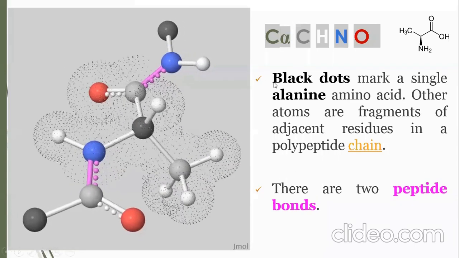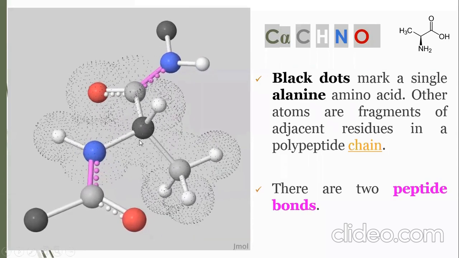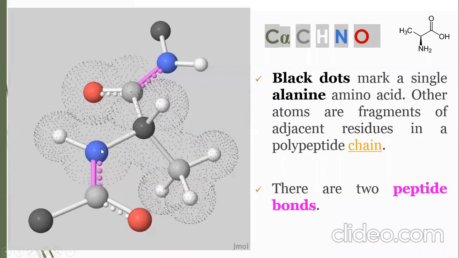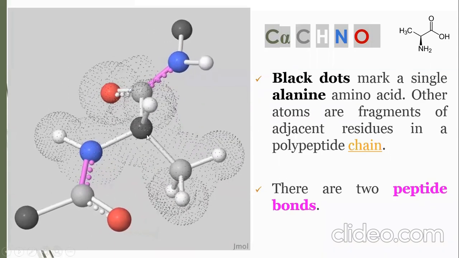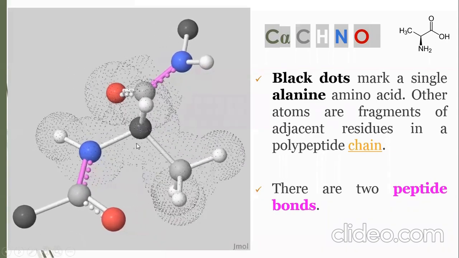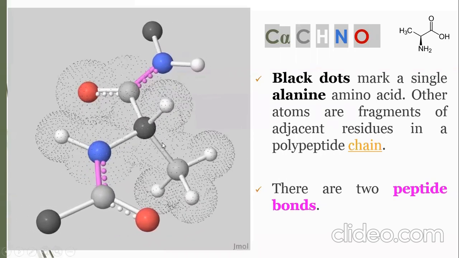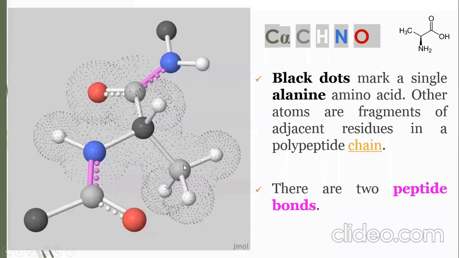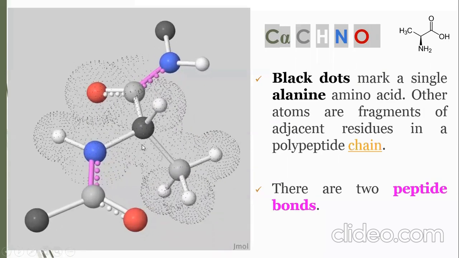Yes, sir. So now, how to determine the angles, like the angle between carbon and nitrogen, and between carbon and carbon? That is the Psi bond, and this one is the Phi bond. So how to determine the angles now, and why do we need to determine them? Because we need to determine the structure, whether it will be making beta sheets or alpha helices. We can only determine that by determining the angles.